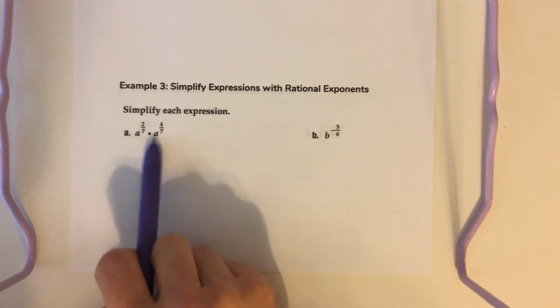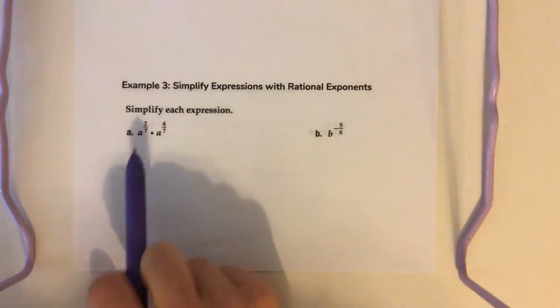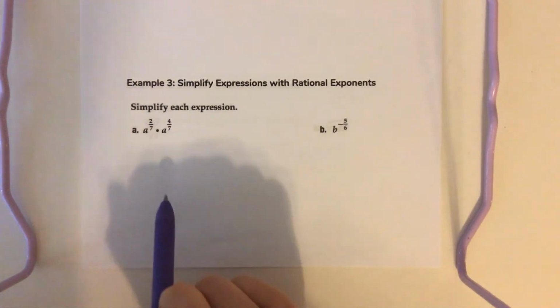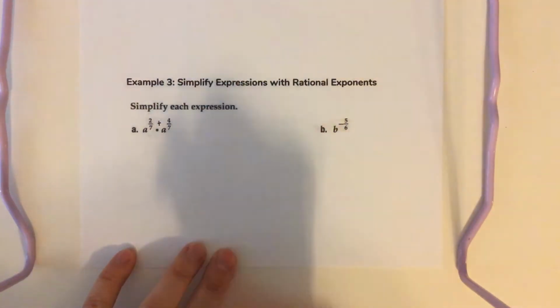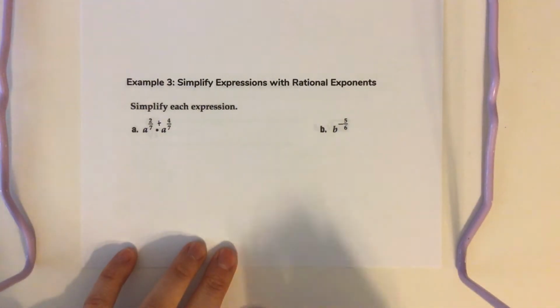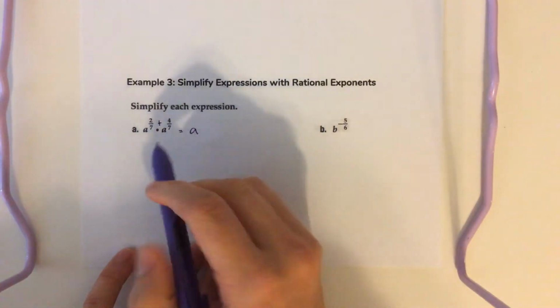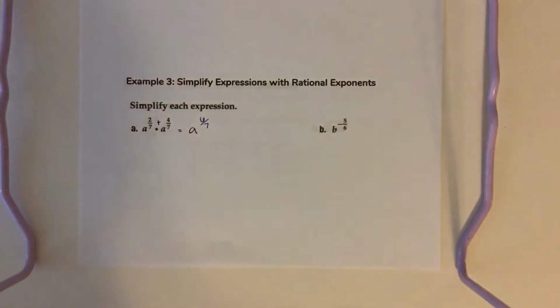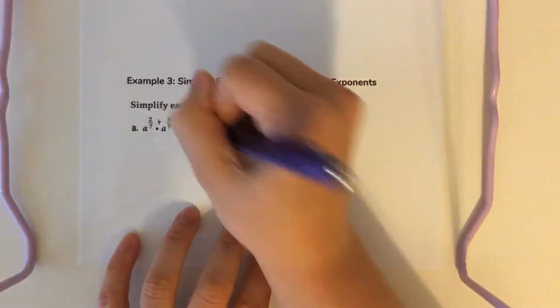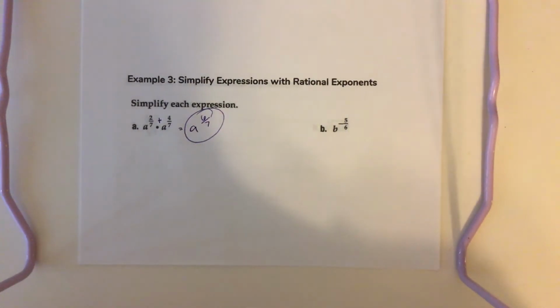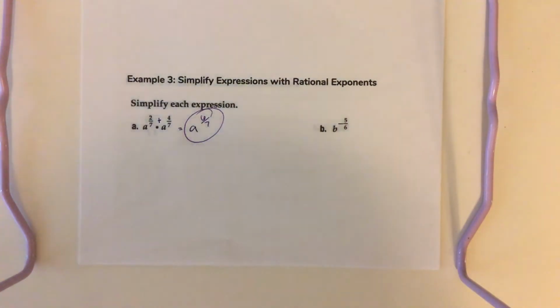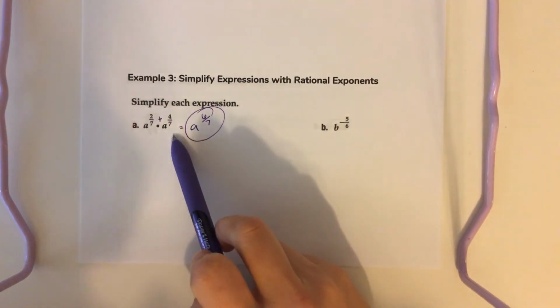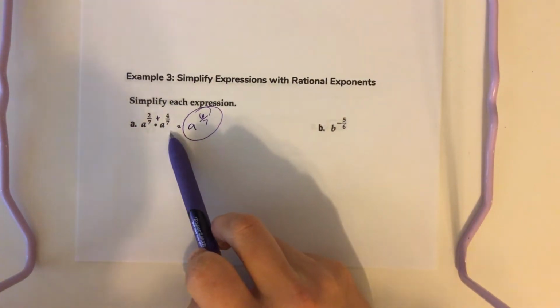Right here, we're multiplying two numbers that have the same base. They both have the same base a, which means that we can just add those exponents. And when I add those exponents, 4 plus 2 is 6, I get a to the 6/7. And that's all I can do. That's as simplified as it can go. So that's just remembering our exponent rules from what seems like forever ago.